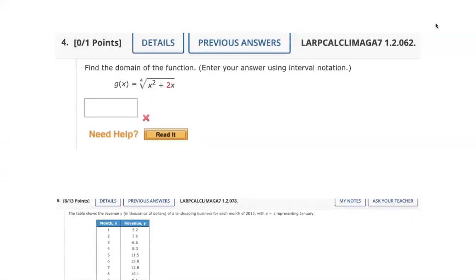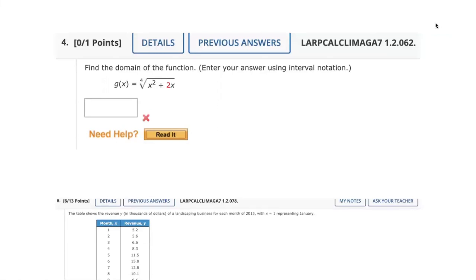Okay, so these are the two questions that you had asked about. So this is question 4. So what I was saying is that the first thing that you need to do is look at the root. So the root is a 4. And if it's an even root, we can't have a negative number underneath the root. So we're going to set what's underneath the root equal to 0.